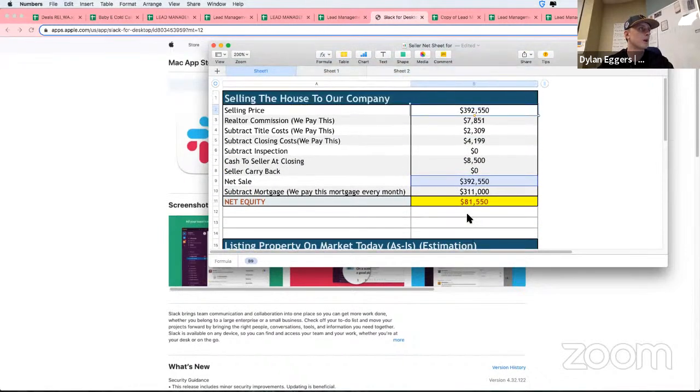Okay. So now here's where it gets a little bit tricky when you're dealing with higher-end sellers. Like I said, I'm not going to just give them all 81,000 as a down payment. This is what's called a hybrid offer. I'm going to give them some of this as a down payment and the rest of it will be a seller carryback, seller finance.